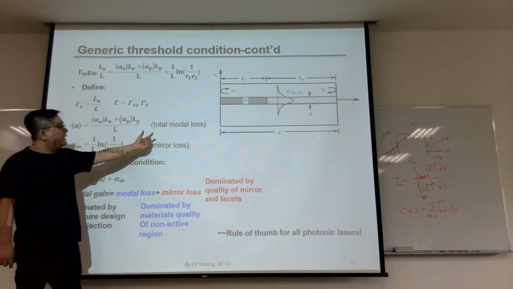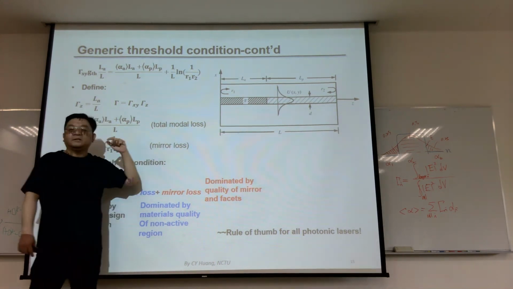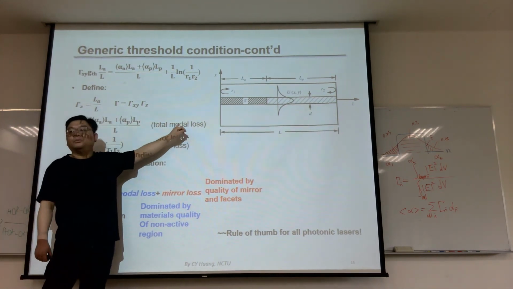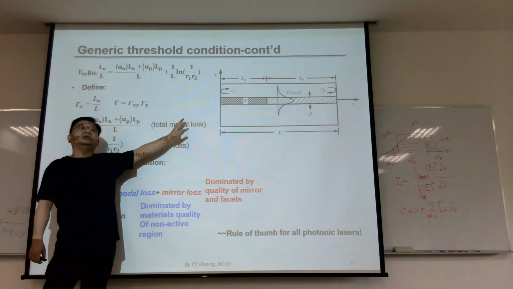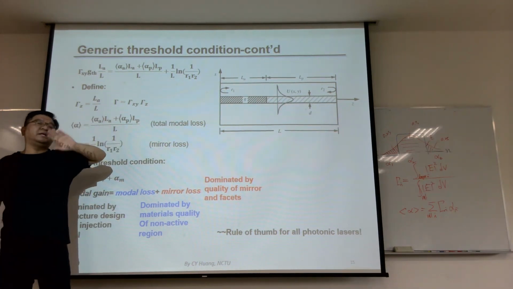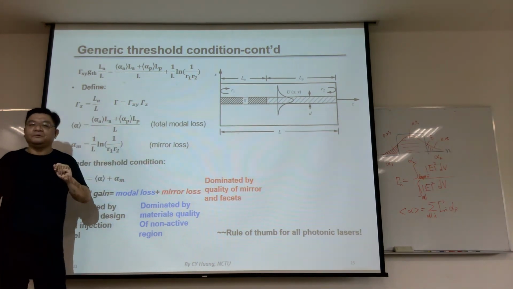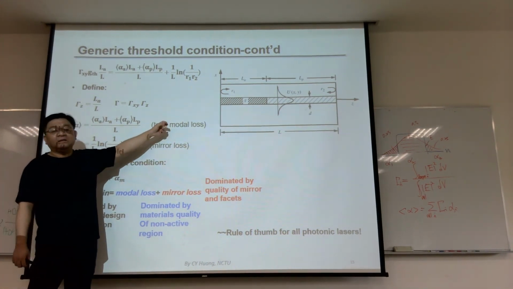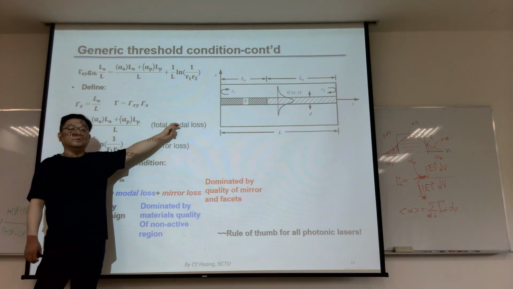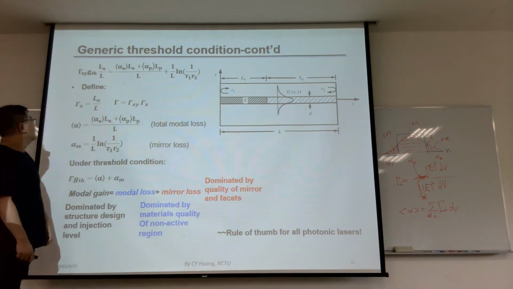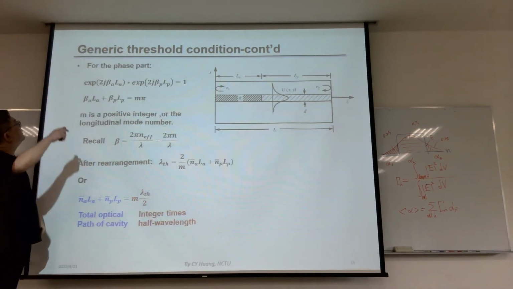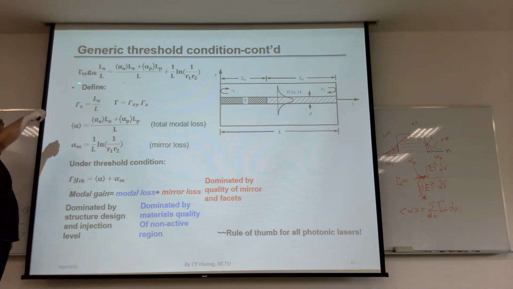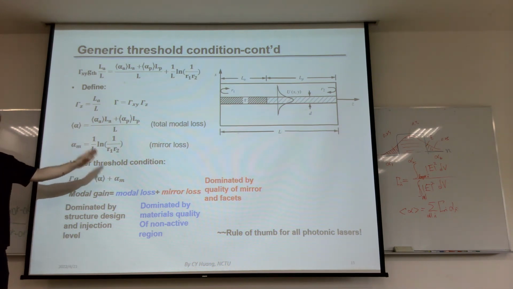We have the term modal loss because this depends on the mode profile. Because the optical mode may be stronger here and there will be differences between different modes. So this value will depend on the mode profile you have, so we call it modal loss. Similarly, this term is called the modal gain because it is a weighted optical gain for a specific mode.